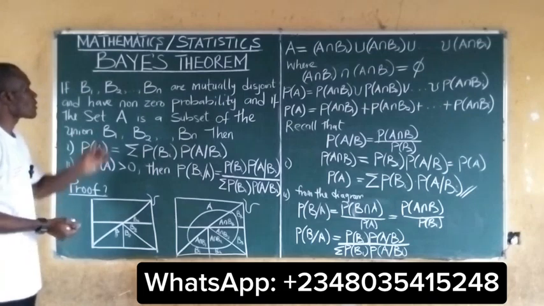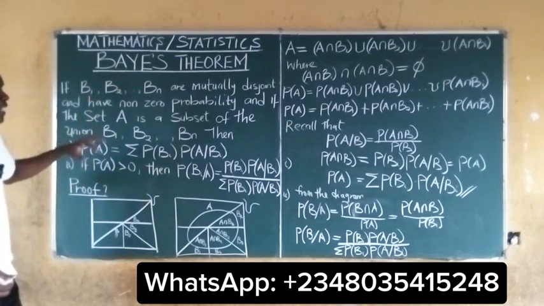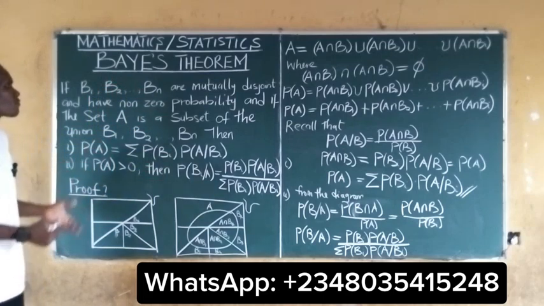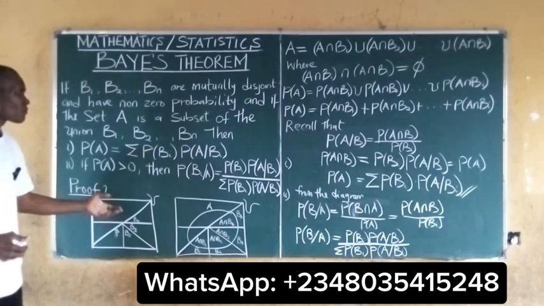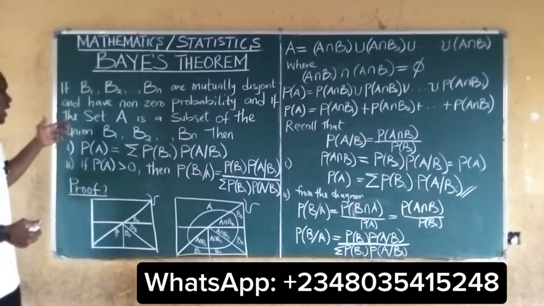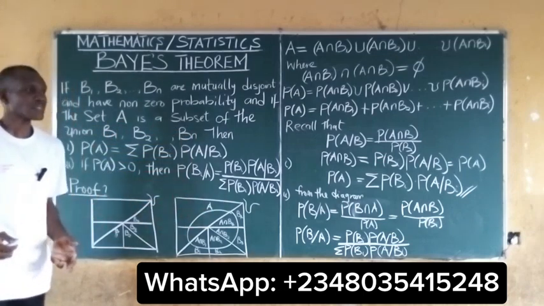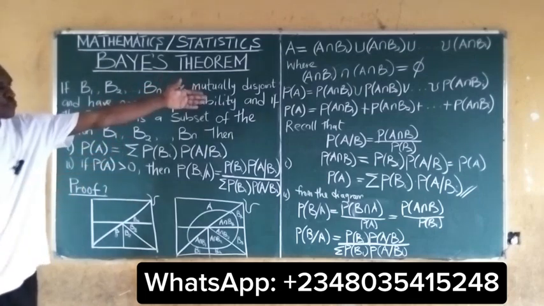It is called the Bayes theorem. So this is how the Bayes theorem for conditional probability can be proved. First, if we have mutually disjoint sets and A is a subset of the union of these sets, that is how we prove this.